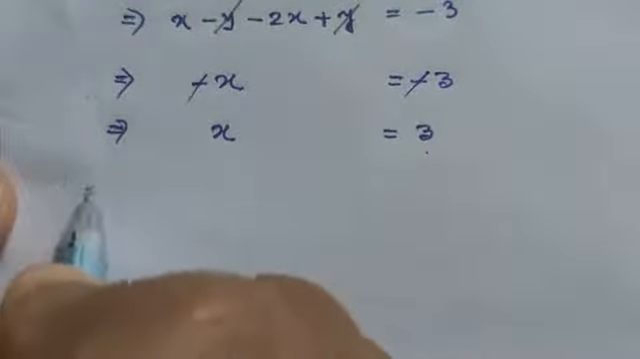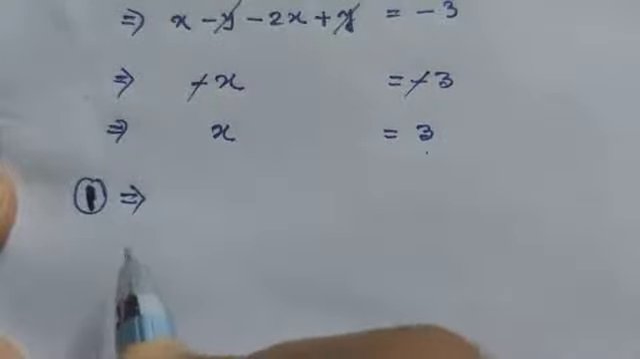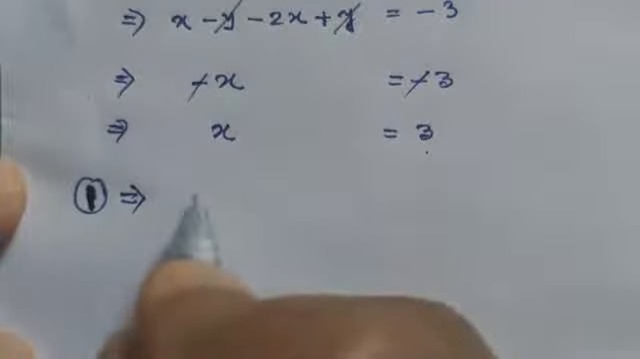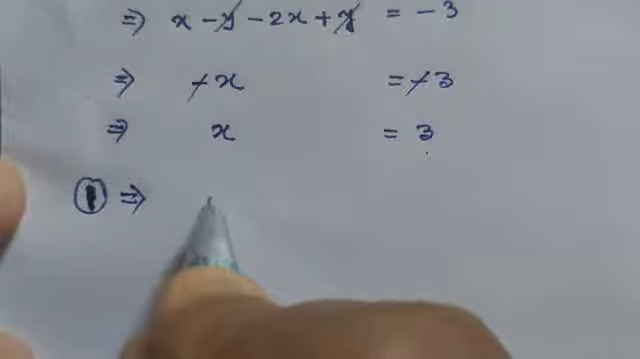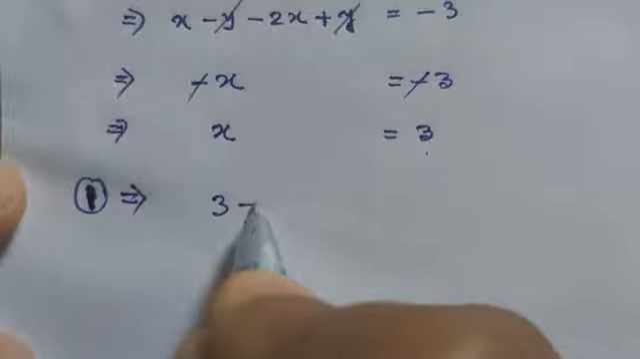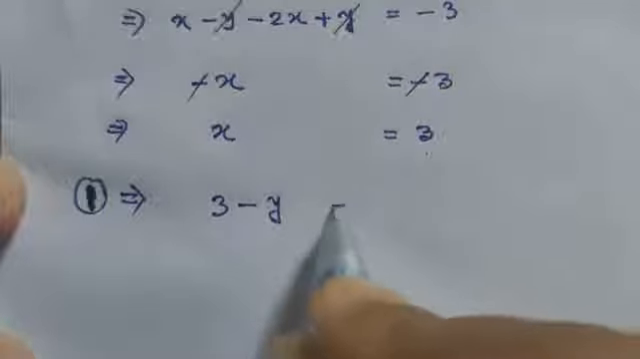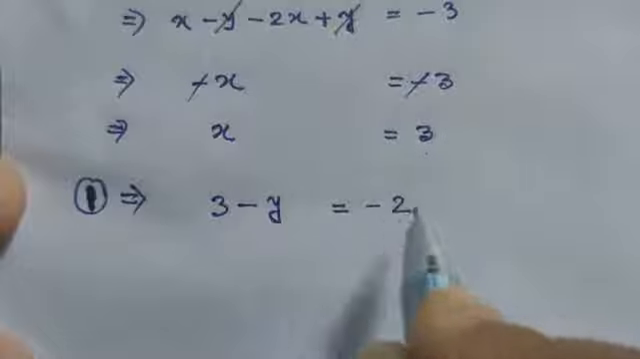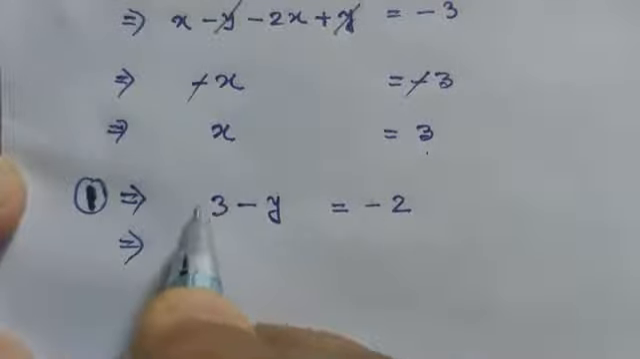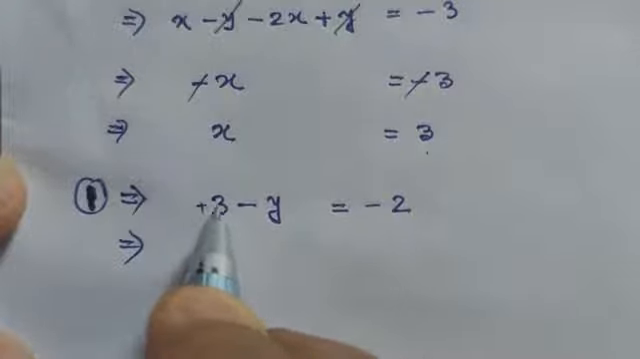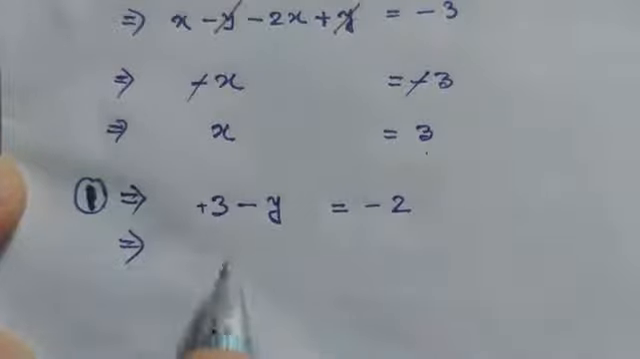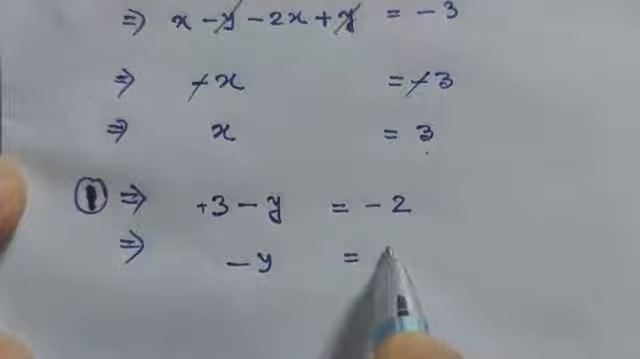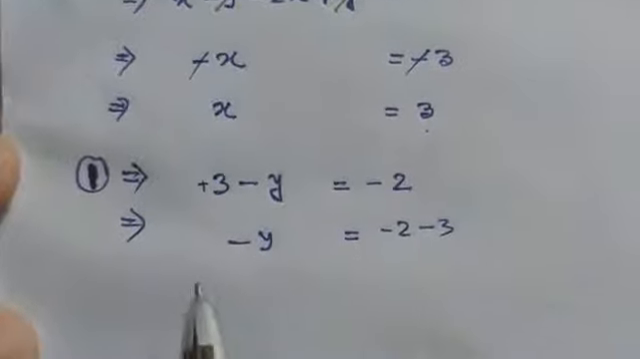So we can write directly equation 1, sorry, it was equation 1. Equation 1 implies x minus y. So what is x? x is 3, we obtained already. y, what is y? We don't know, we are going to find out, and this is minus 2. Now let us shift this positive 3. In front of 3 there is no sign. No sign means there is always a positive sign, and when this 3 is shifted that side, it will become negative 3. So minus y will be minus 2 minus 3.